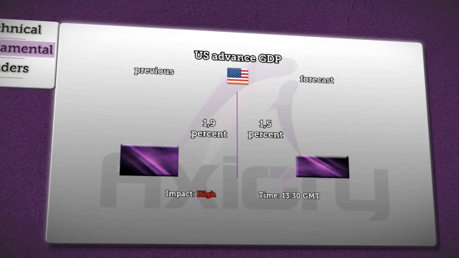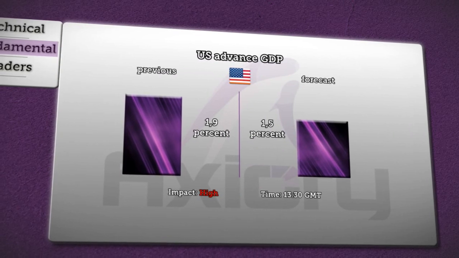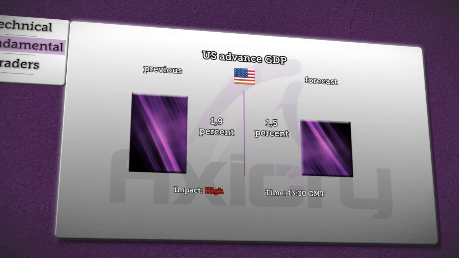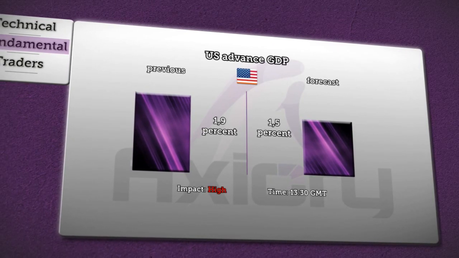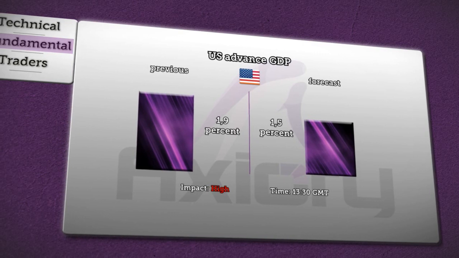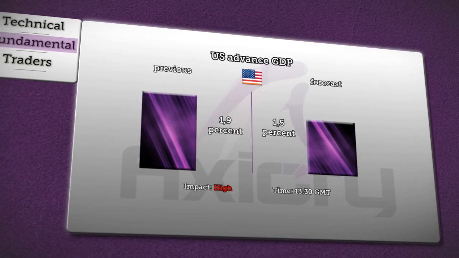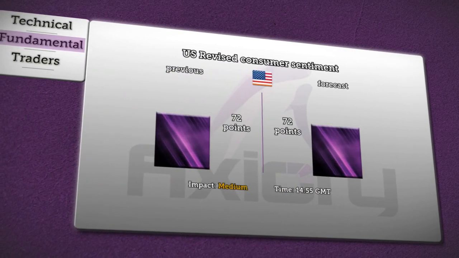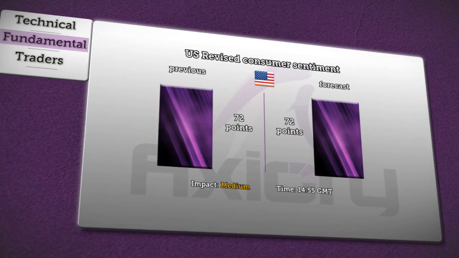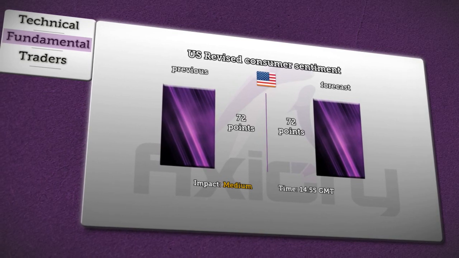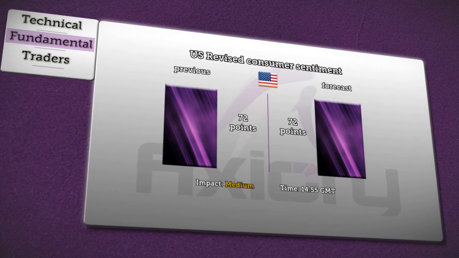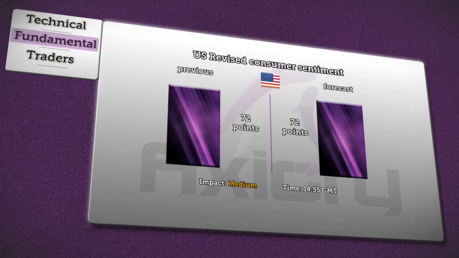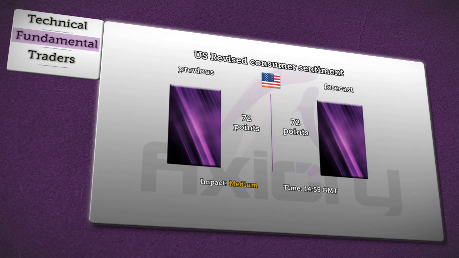At 1:30 p.m. GMT, Bureau of Economic Analysis is going to publish advanced GDP in US. Analysts expect decline to 1.5% in these quarterly figures compared to previous 1.9%. This is a high impact news to the dollar. Last news will also concern the US, but in this case, revised consumer sentiment released at 2:55 p.m. GMT. The University of Michigan is expecting that sentiment will remain at 72.0 points, and moreover, it will have a medium impact on the dollar.